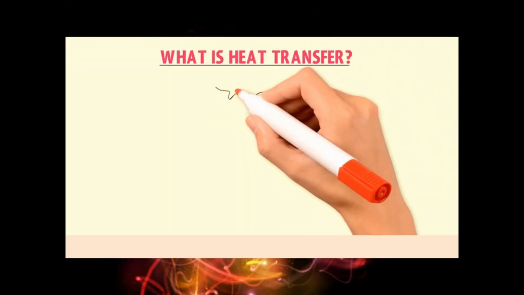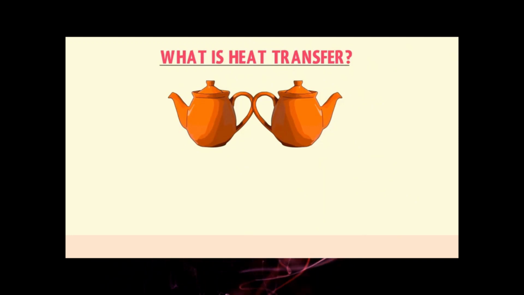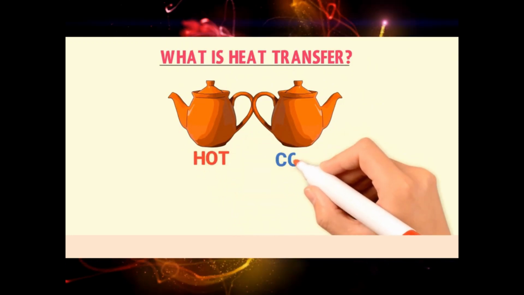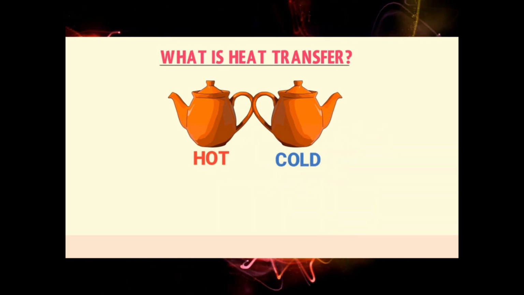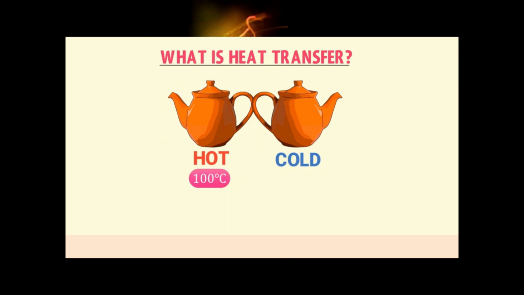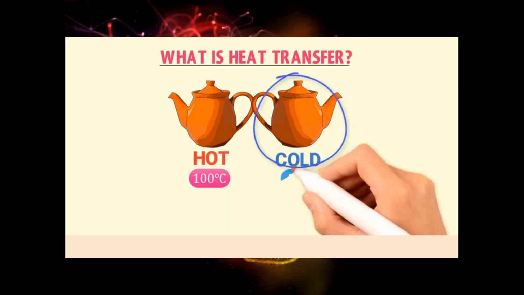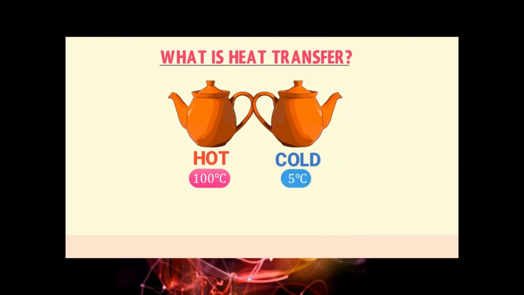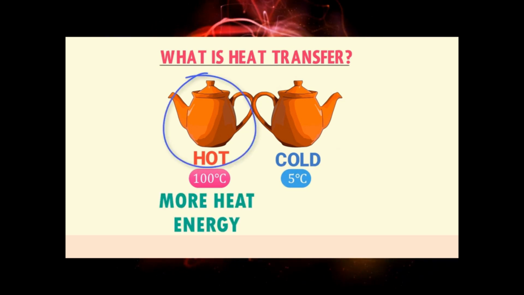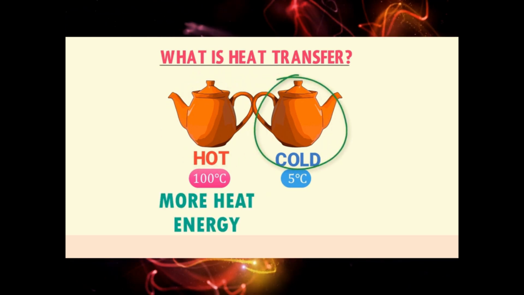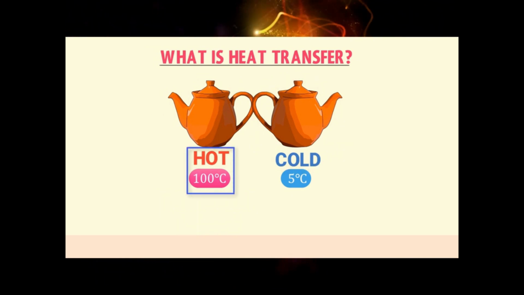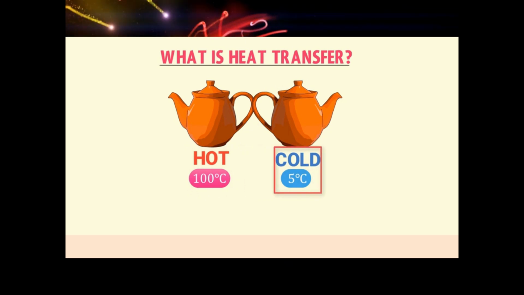Let's consider two objects. Let this object be hot and let this second object be cold. The temperature of this hot object is 100 degrees Celsius, and the temperature of this cold object is 5 degrees Celsius. This hot object possesses more heat energy than this cold object. That is why the temperature of this hot object is higher than the cold object.